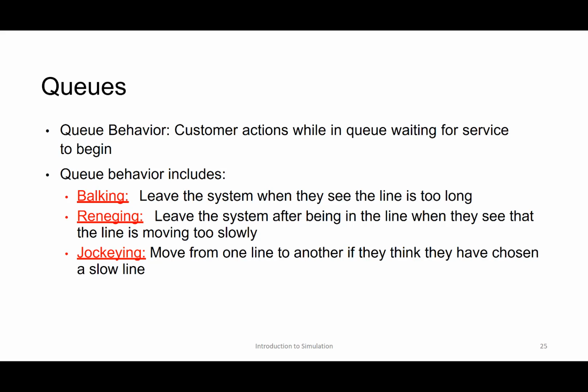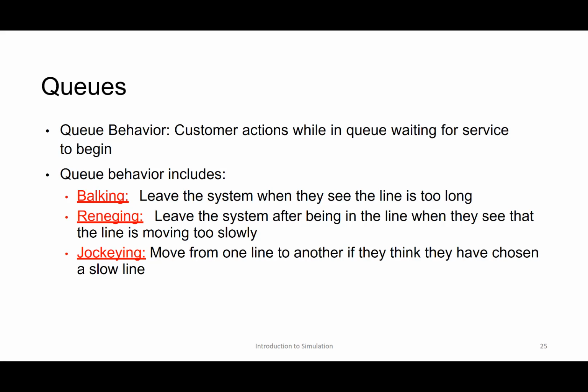Reneging would be leaving the system after being in line when they see that the line is moving too slowly. It could be a physical line, but again, with the call center example, perhaps they didn't tell you up front how long the wait was going to be, and after 10 or 15 minutes, you decided you didn't want to wait anymore. Then you go and hang up.